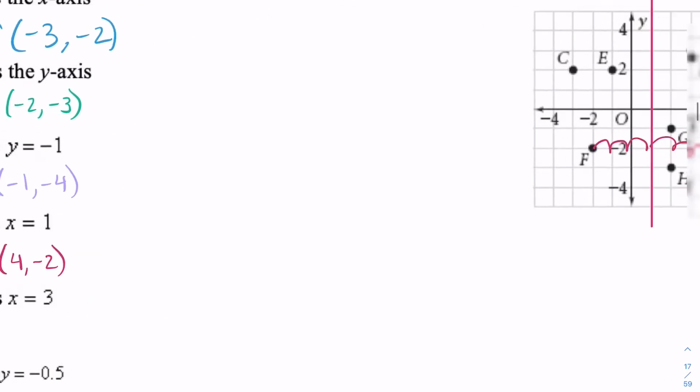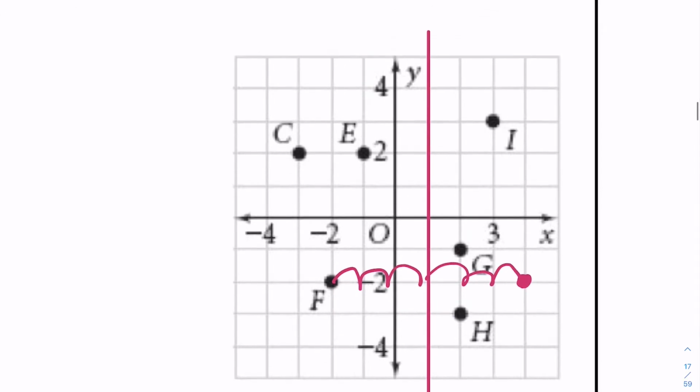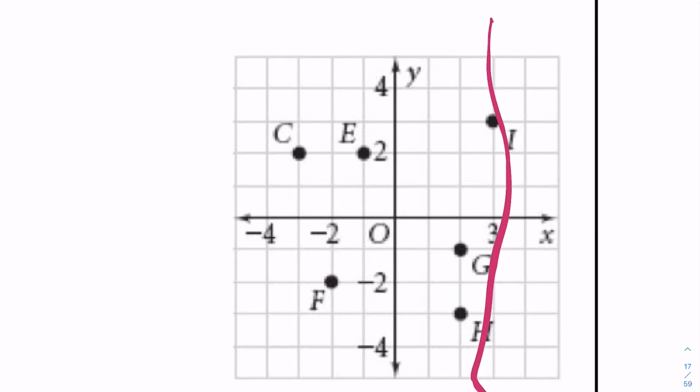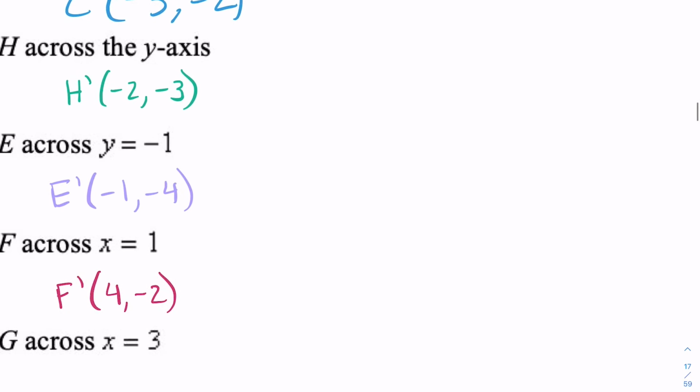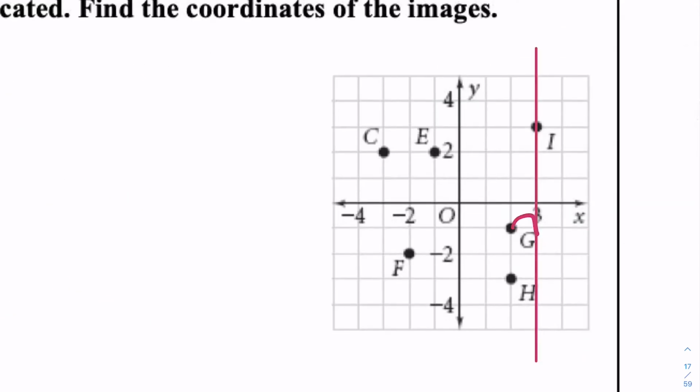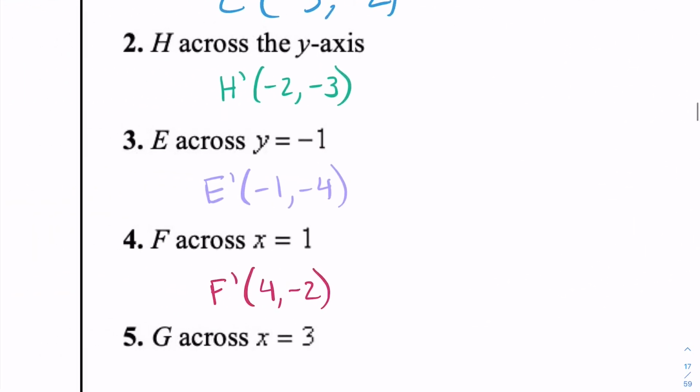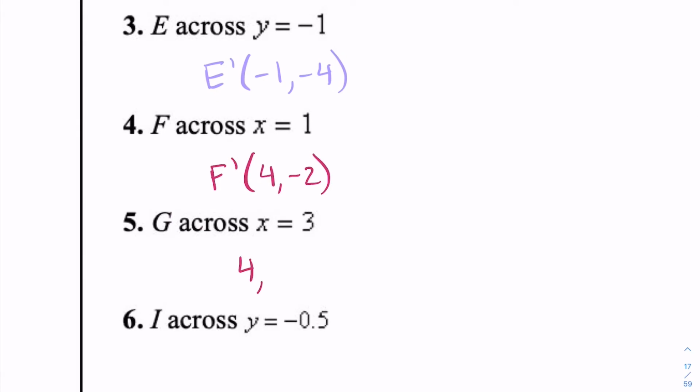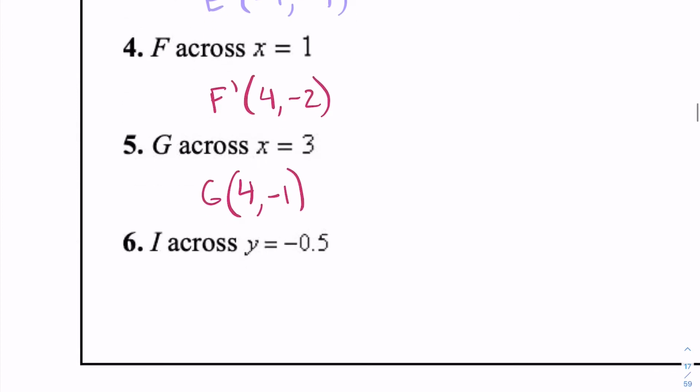All right, G across x equals 3. X equals 3 is right here. Right? That's x equals 3. Yep. Okay, so it's 1 and 1. So it's going to be at 4 comma negative 1. All right, and I prime, oops, I messed this all up. 4 comma negative 1. Let's try that again.